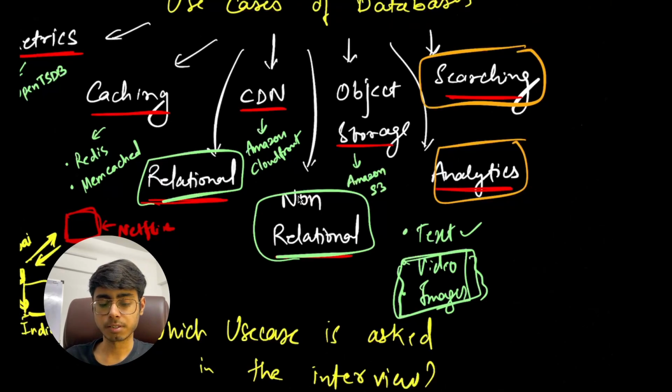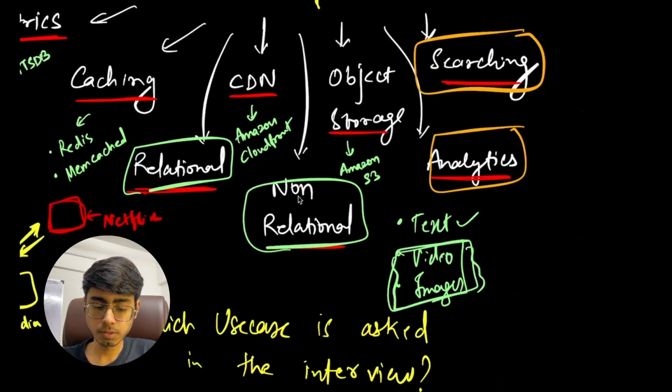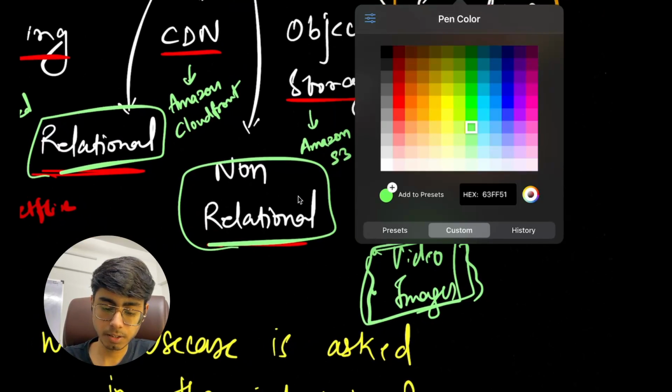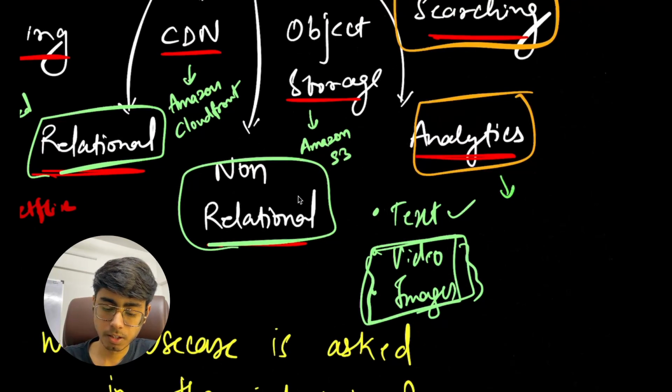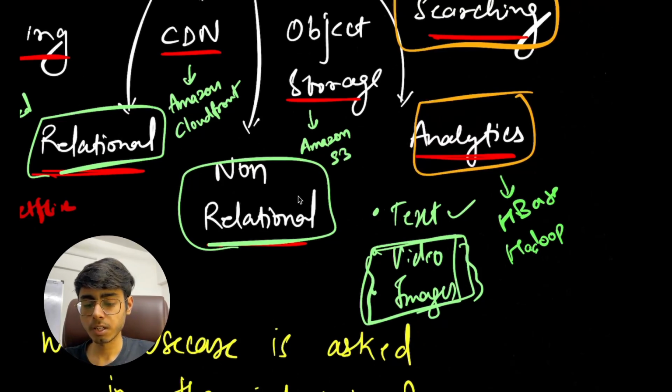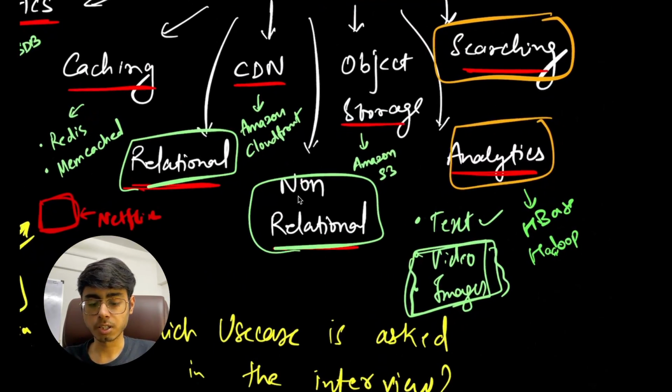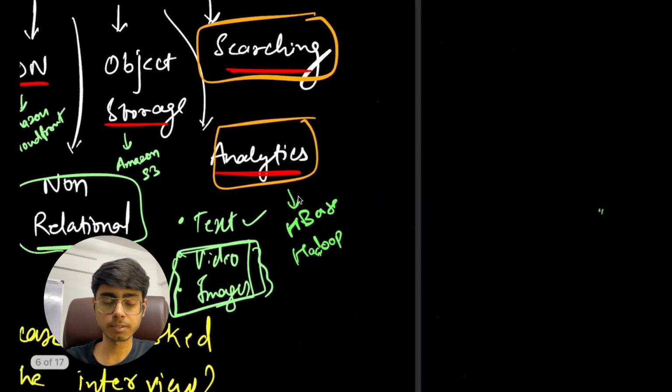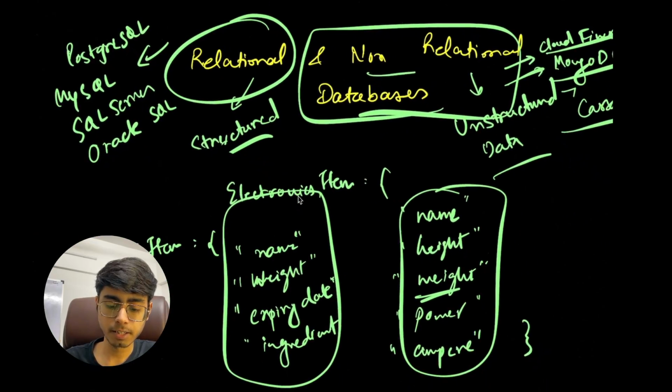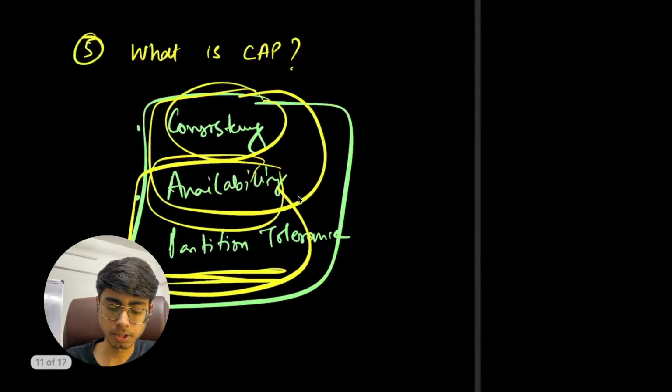So analytical databases, HBase and Hadoop are some examples. So I'll write it down. HBase and Hadoop. Okay, so these are analytical databases. Searching. So searching is very important. I'll make a separate slide and explain that searching thing.